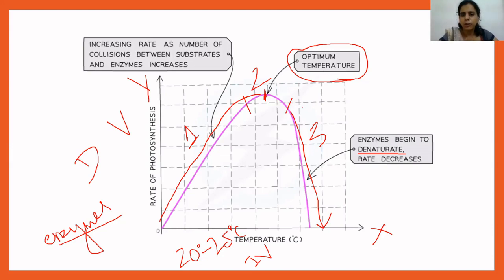And after optimum temperature, what happens? Due to increase in the temperature, enzymes get denatured. Now you should know the meaning of denatured. Denatured means the shape of the active site of the enzyme changes. Hence the rate of photosynthesis decreases. So this was all about the effect of varying temperature on the rate of photosynthesis.